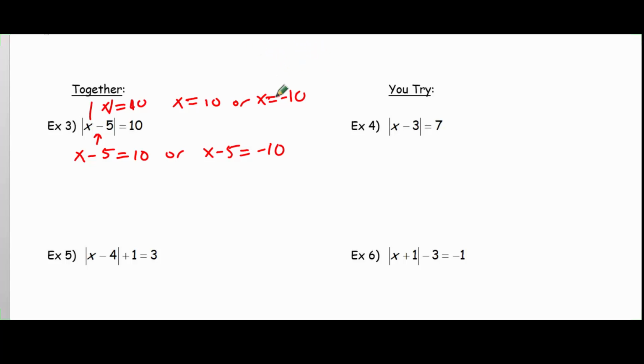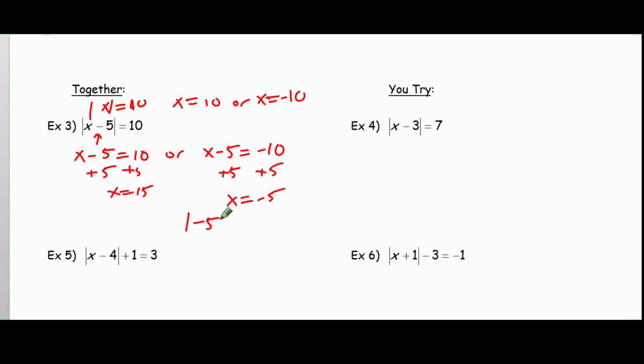Okay. So what do we do? Well, we just solve them. Plus 5, plus 5, so x equals 15. Plus 5, plus 5, or x equals, well, negative 10 plus 5 should be negative 5. And then you check it. So if I plug in 15, 15 minus 5 is 10. Absolute value of 10 is 10. If I plug in negative 5, so let me show you that one.